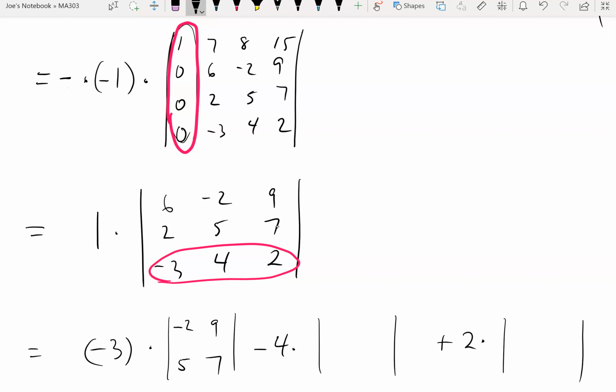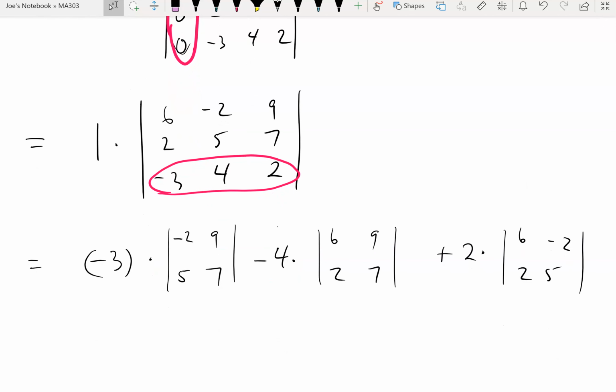All right, what's the associated determinant here with the 4? 6, 9, 2, 7. Okay. Everybody see that one? And then the last one's going to be 6, negative 2, 5. Good. Thank you. All right, cool. And then once we've got it down to 2 by 2s, things get easy.